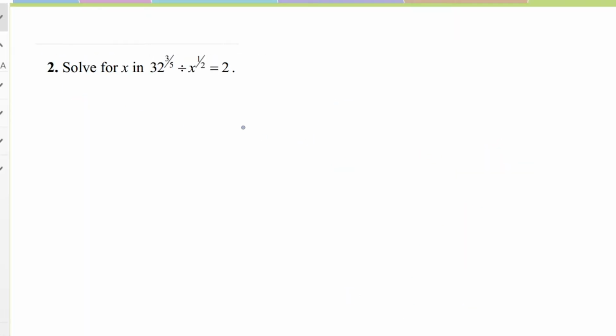So for x in this, of course, solving for x, we have 32 to the power 3 over 5, divided by x to the power a half, is equal to 2. We are going to make x the subject of the formula since we are trying to solve for the value of x, right?